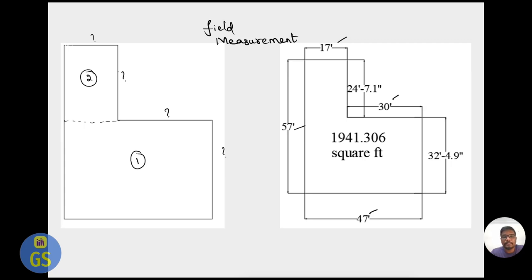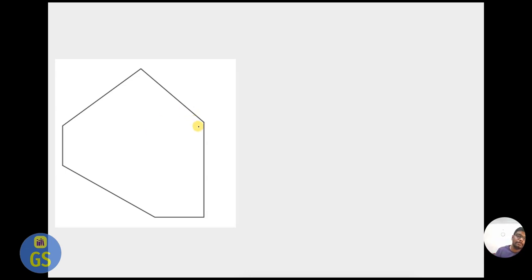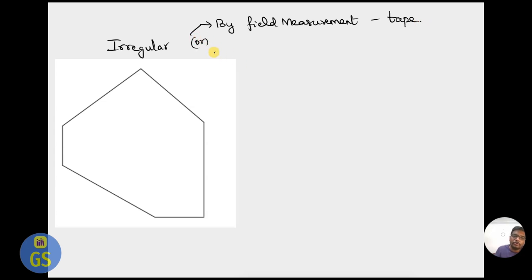Okay, next let's discuss something in a different manner. Irregular plots. So here the shape is totally irregular. So we have an irregular size. So how to calculate the area for this? In such case, if you have a tape, we can do the measurement by tape. So we can do field measurement using a tape.